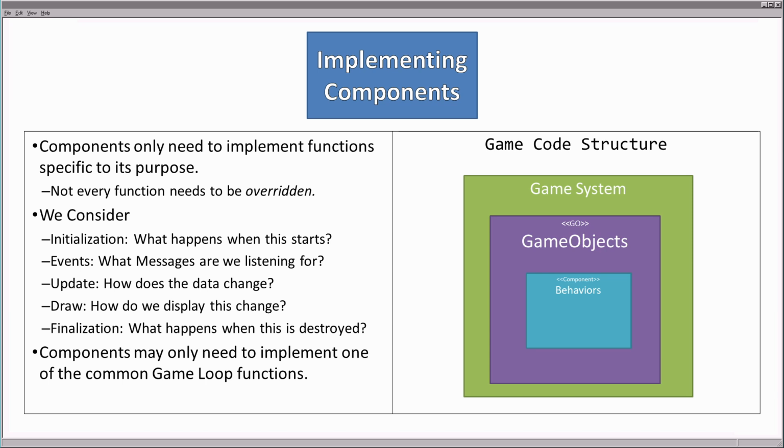Initialization is what happens when it starts. How is the data initially set? Events. What messages are we listening for? Update. How does the data change? Draw. How do we display the change? Finalization. What happens when it's destroyed? In fact, components may only need to implement only one of the game loop functions.